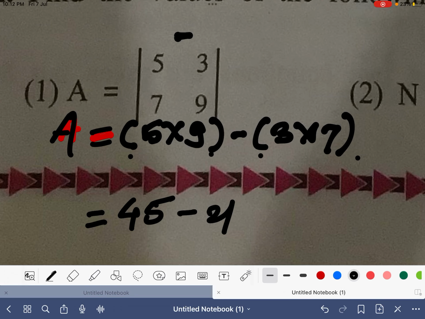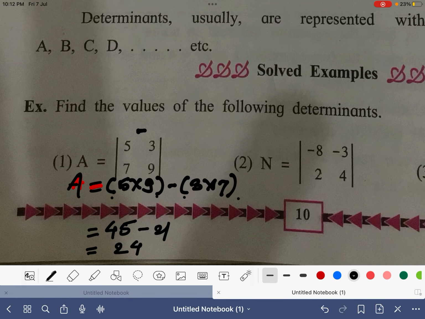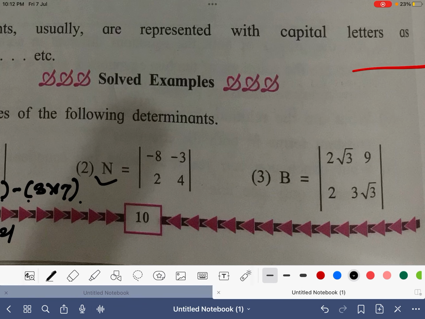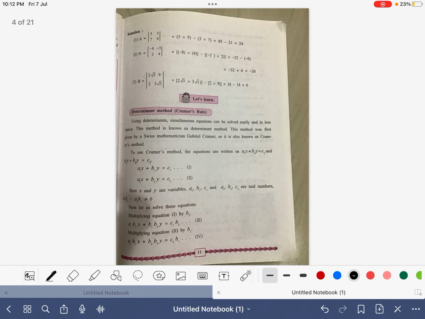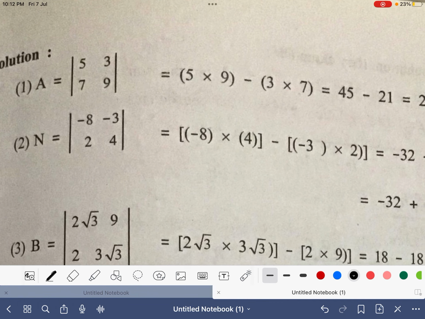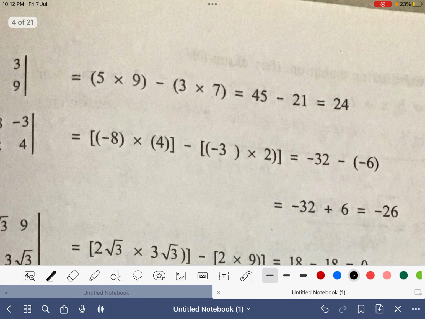Clear? So likewise we have to solve this one. So what is the answer for this? 45 minus 21 is 24. So your answer is 24. Similarly, you have to solve the second determinant, and this is the third determinant. Already we have solved an example, so let's see what the answers are for these two sets. Right now we already solved this example, so your answer is 24.